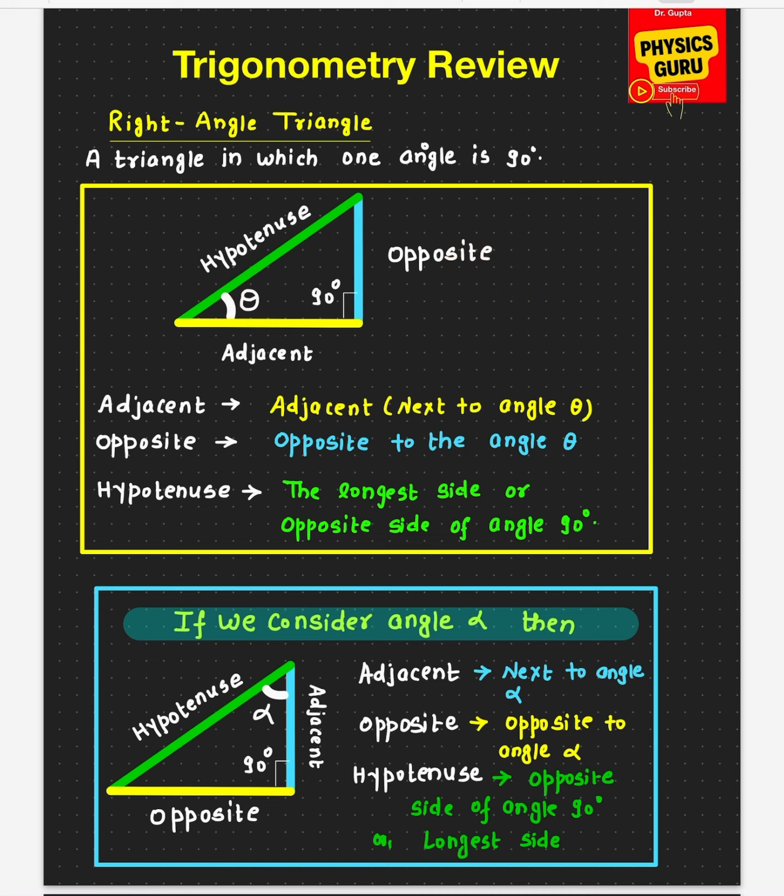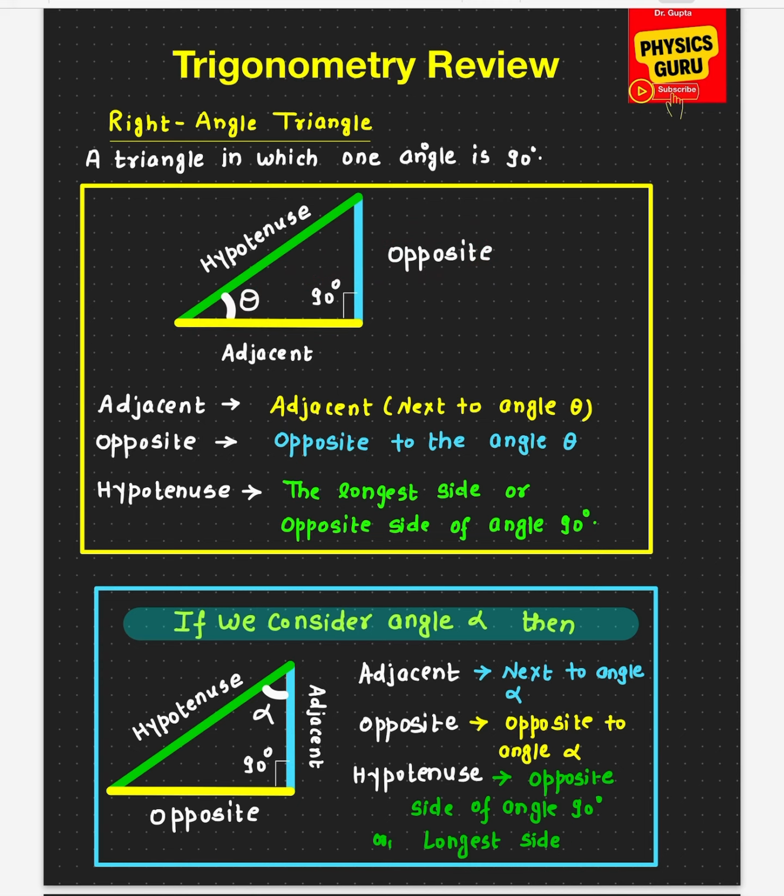So now let's talk about the sides. The side opposite the 90 degree angle we call the hypotenuse. If we consider this angle theta, then the side opposite this angle we call the opposite. And the side next to this angle we call the adjacent. So adjacent is simply the side next to the angle we consider, and opposite is the side opposite the angle we have considered.